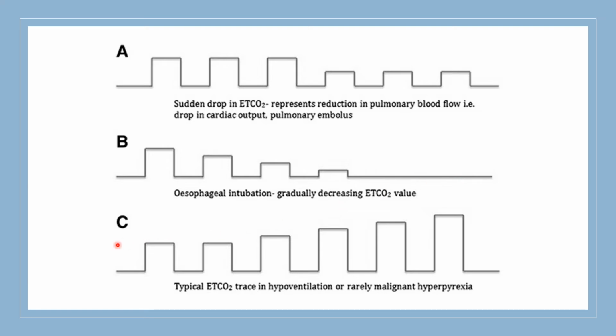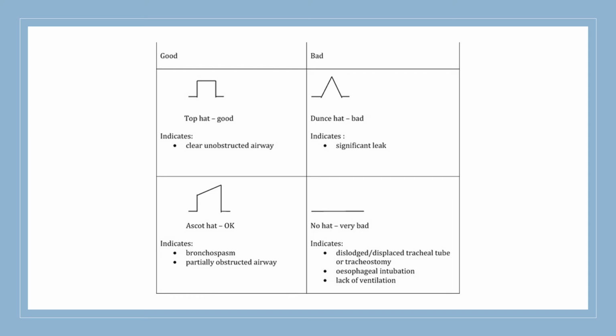In graph C, you can see a successive rise in the capnographic trace indicating hypoventilation, or rarely, in the appropriate setting of the operation theatre, if this kind of tracing is associated with high temperature, it may be an indication of malignant hyperpyrexia. Here you can see 4 different capnographs.